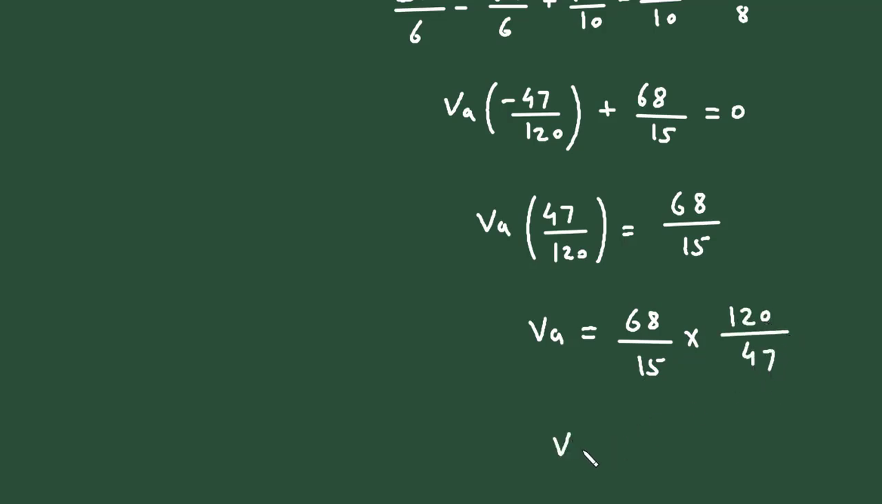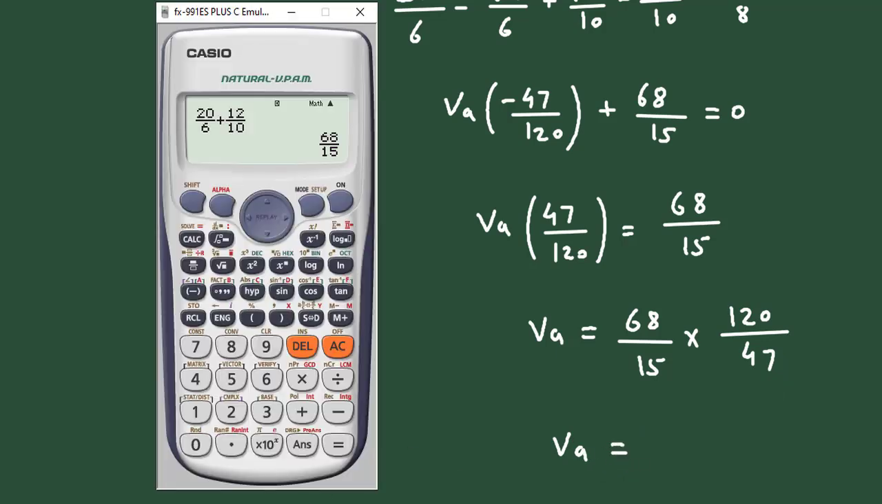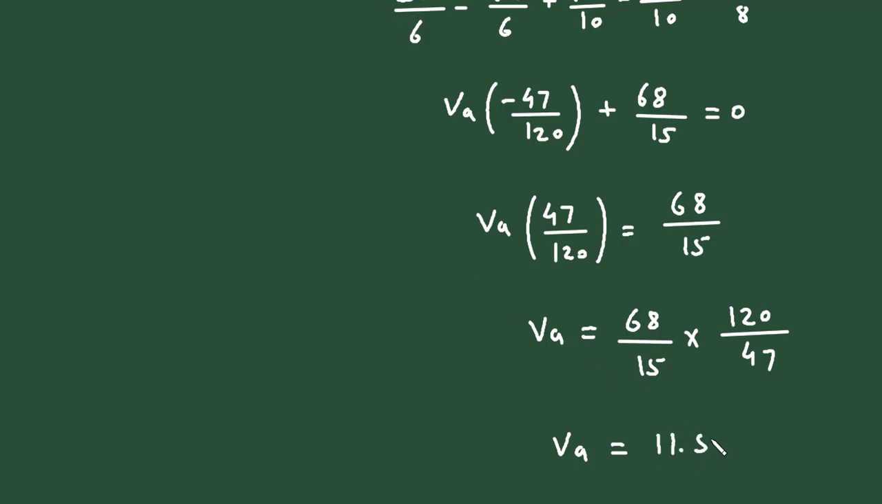So therefore VA is equal to 68 divided by 15 multiplied by 120 divided by 47. So it is equal to 11.57. Since it is a voltage, its unit will be volts. Now we got the value of VA.